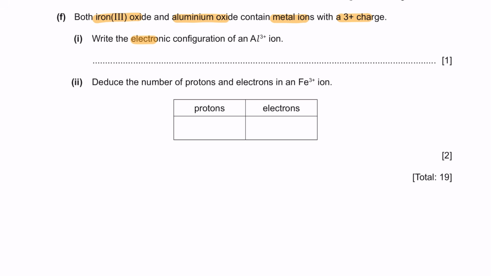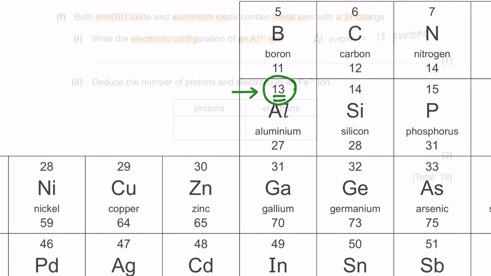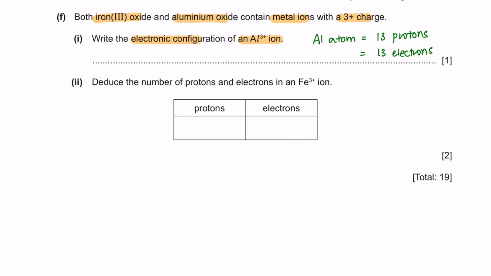Part 1. Write the electronic configuration of an aluminium ion. If you look into your periodic table, you would see that aluminium has 13 protons. This means that it also has 13 electrons, and the electron configuration would be 2.8.3. However, this here is an ion and it has already donated 3 electrons. So the electron configuration will be 2.8.